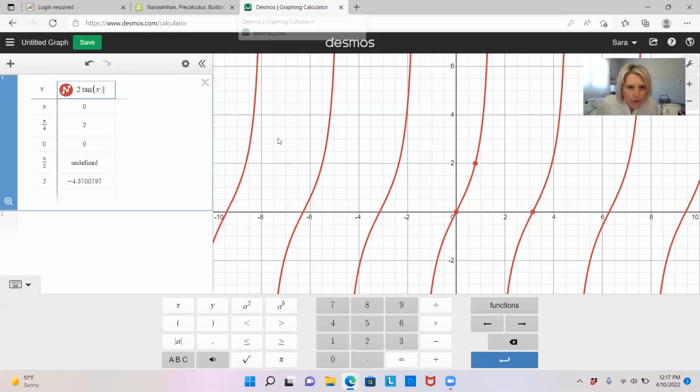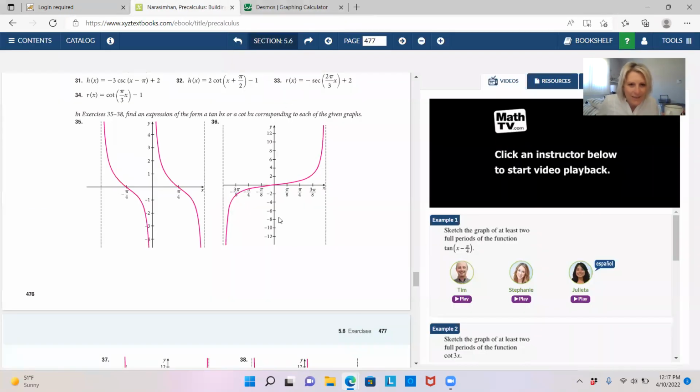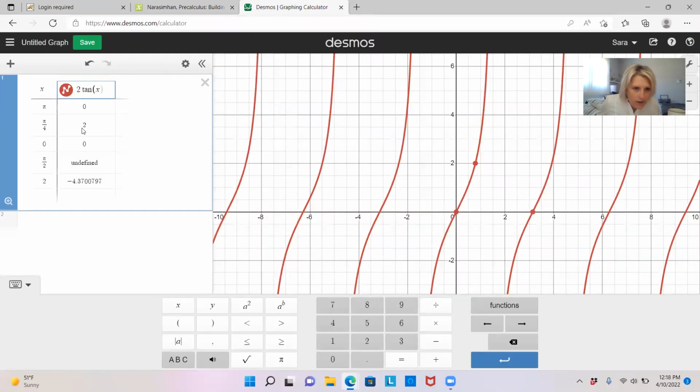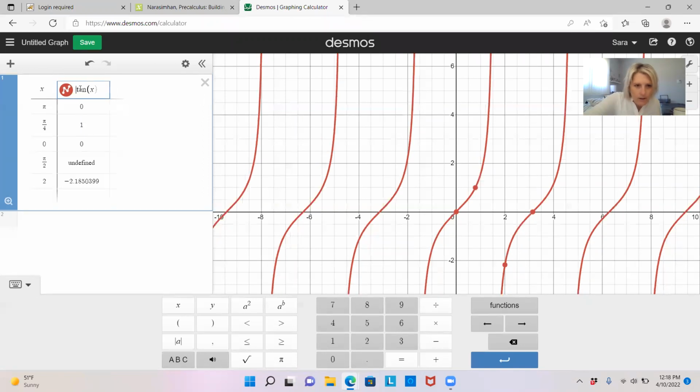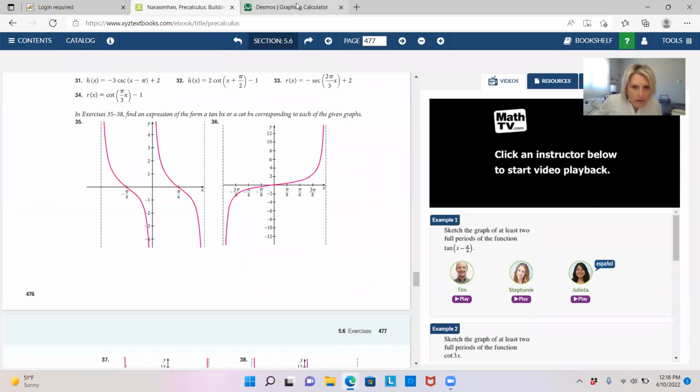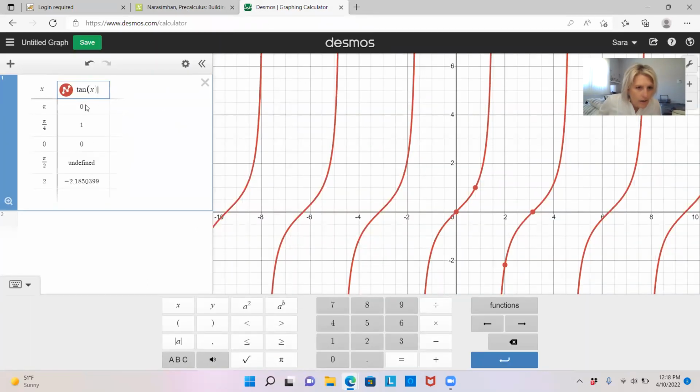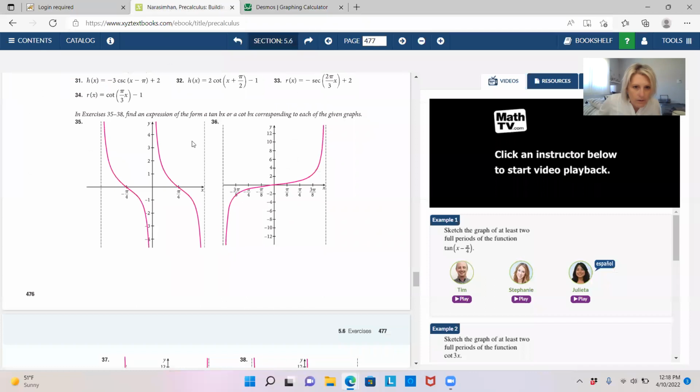And I want, without giving it away, I'm trying to help you see what I'm doing here. So at pi over 4, we want it to be about 1 from the graph, it looks like. And we have pi over 4, it's 2. So we don't want that to be, let's take the tangent out. Okay, so pi over 4 is 1. Pi over 2, it's undefined. And pi, it's 0.